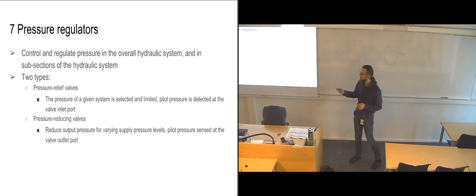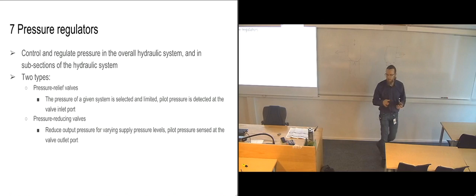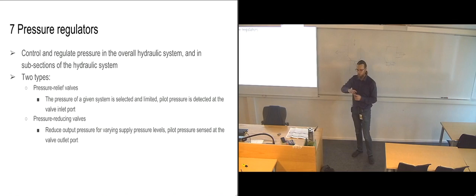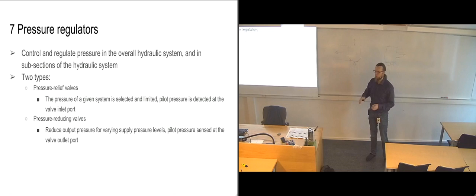So those are used more as an active component in your system. They actively change the characteristics of different parts of your system. So they change the pressure in different parts, while the pressure relief ones just make sure that you don't exceed the maximum pressure that you've set.